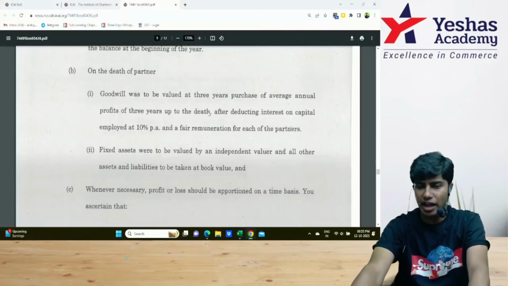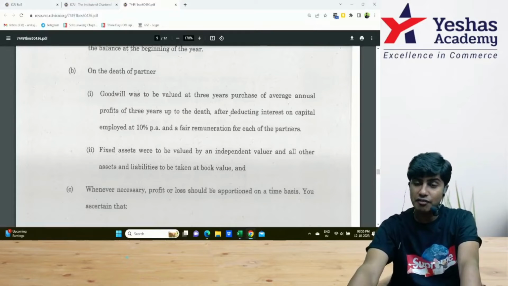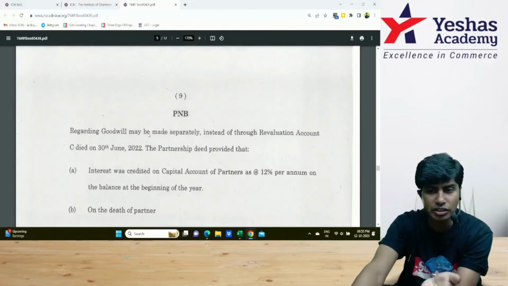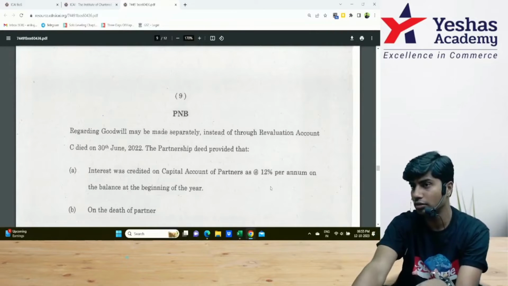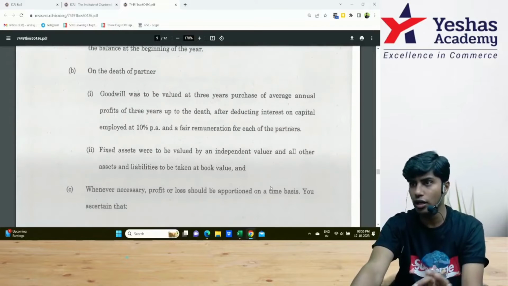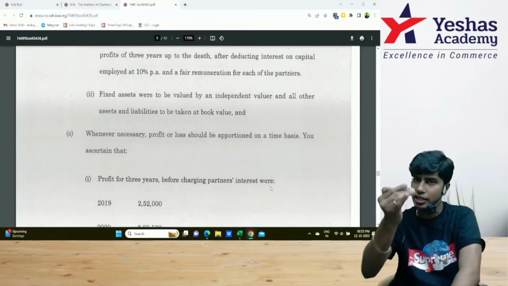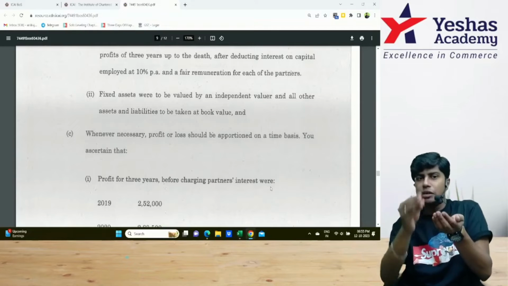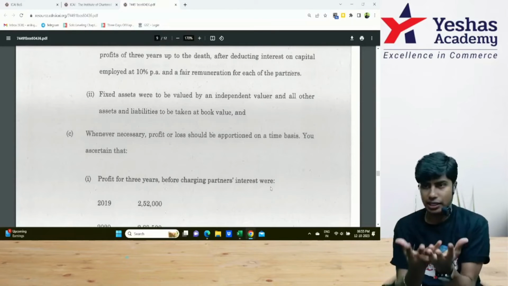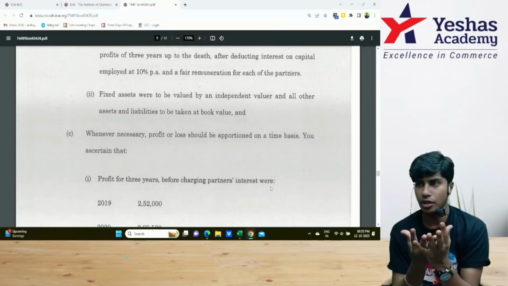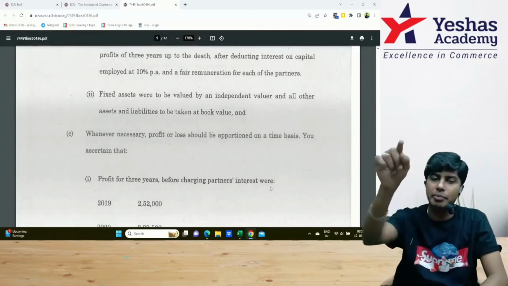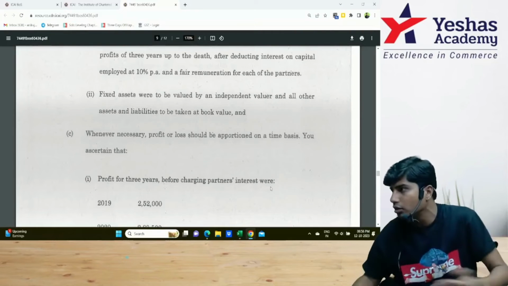For computation of average profit, they are told after deducting interest on capital employed at 10%. But interest on capital is 12%? That is actual. For computation of goodwill, whatever the capital is, on the 10% we should deduct from profit. So from the profit, after we deduct 10% interest on capital, whatever we get, that is adjusted average profit. That profit for 3 years we add, divide by 3, multiplied by 3 years purchase to arrive at goodwill.